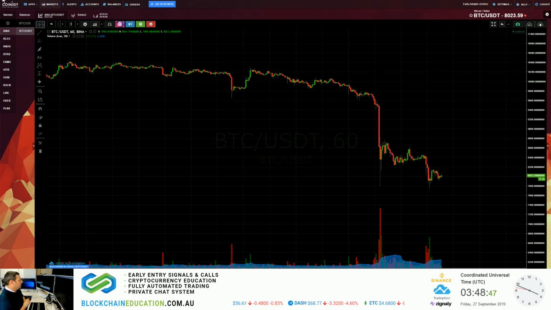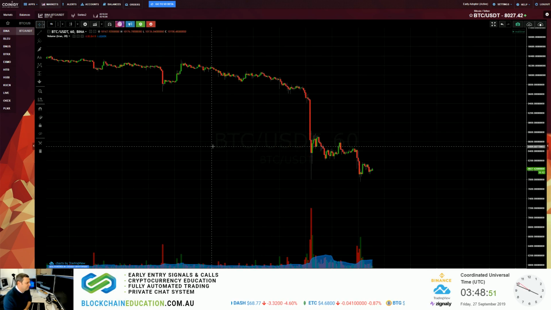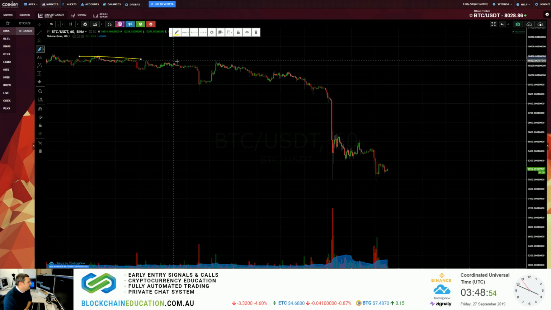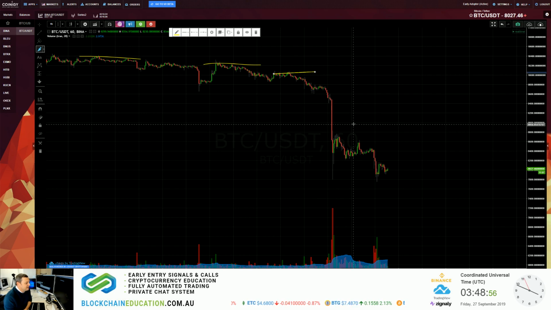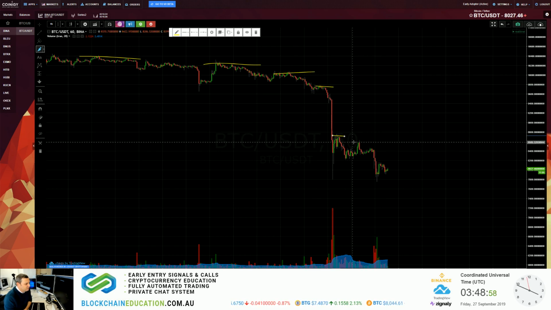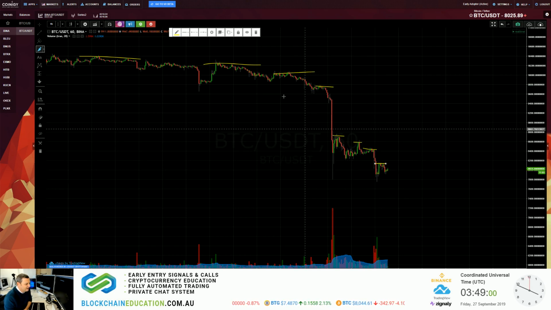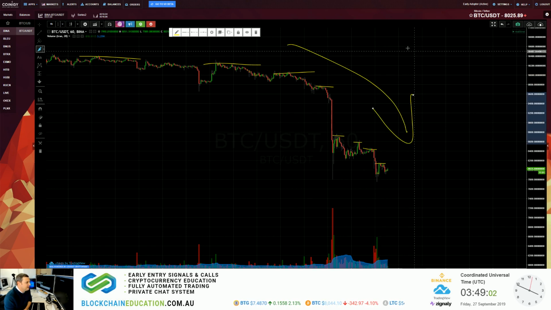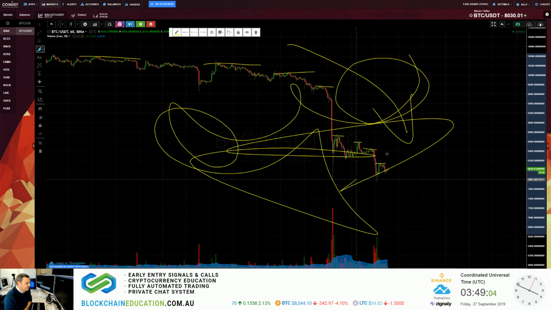You can see that I've actually got Coinigy on my screen here. We're looking at the Bitcoin US dollar tether price at Binance. Obviously, as we've mentioned several times, we've got a series of higher lows, which is a sustained downtrend. We're going down here.